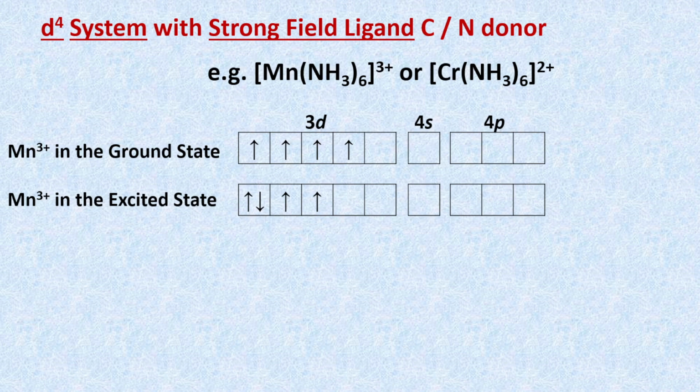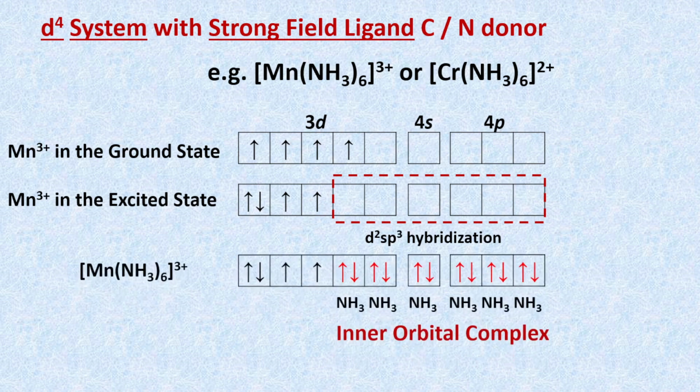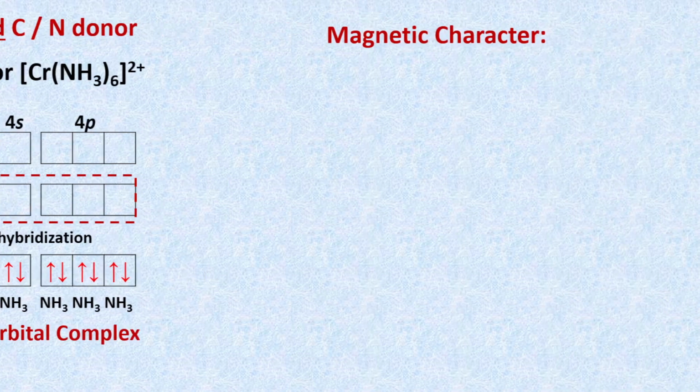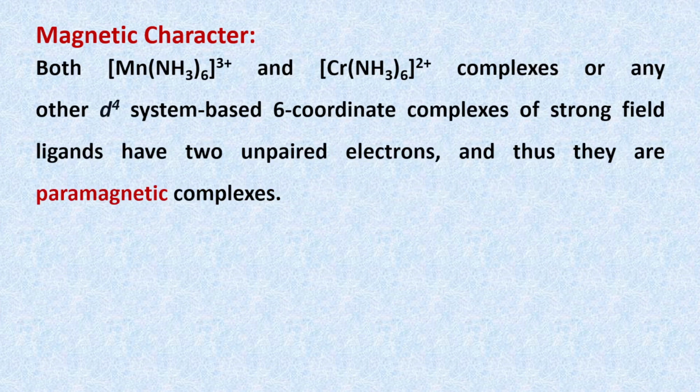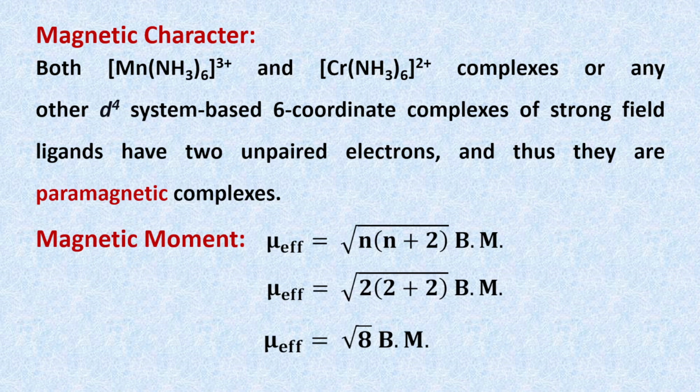Now the two vacant 3d orbitals, one 4s and three 4p orbitals hybridize to give d2sp3 hybrid orbitals. Then the six ligands donate their sigma electrons to the empty d2sp3 hybrid orbitals to form an inner orbital complex. Both complexes, or any other d4 system based six coordinate complexes, have two unpaired electrons, so they are paramagnetic and the magnetic moment is √8 Bohr magneton.